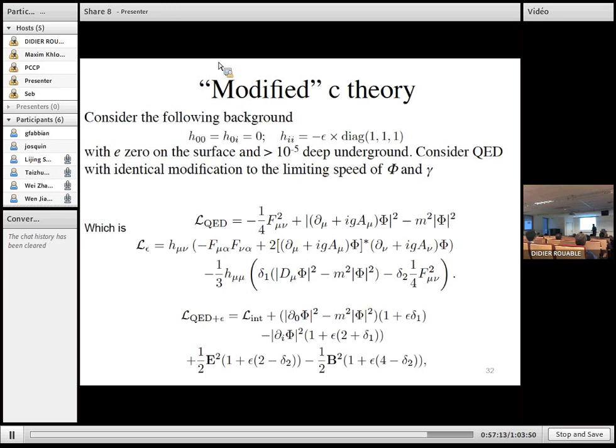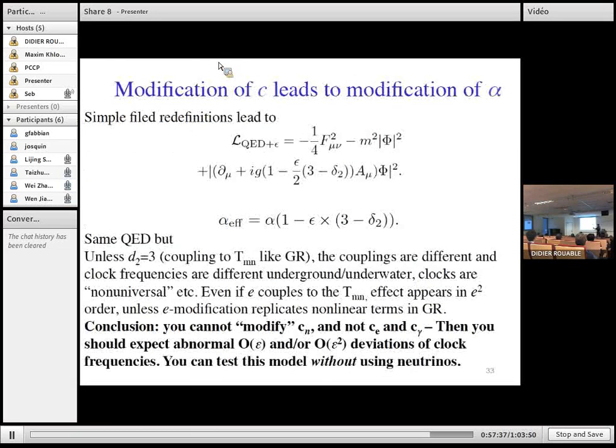So we have this background, h mu nu, that is related to this epsilon, which is a function of depth. To first order in epsilon, this Lagrangian gives identical propagation speeds for gamma and phi, so it doesn't lead to gigantic effects in Lorentz violation. But in this adiabatic approximation, when you drop the gradients of epsilon, you can show that this theory with this modification, just a series of redefinitions, is equivalent to your normal QED.